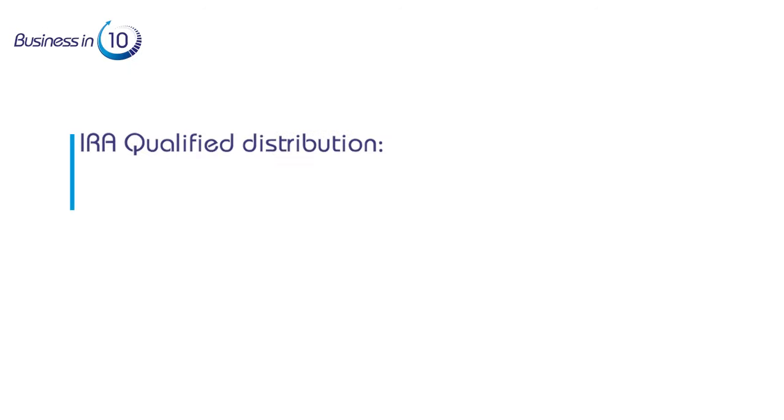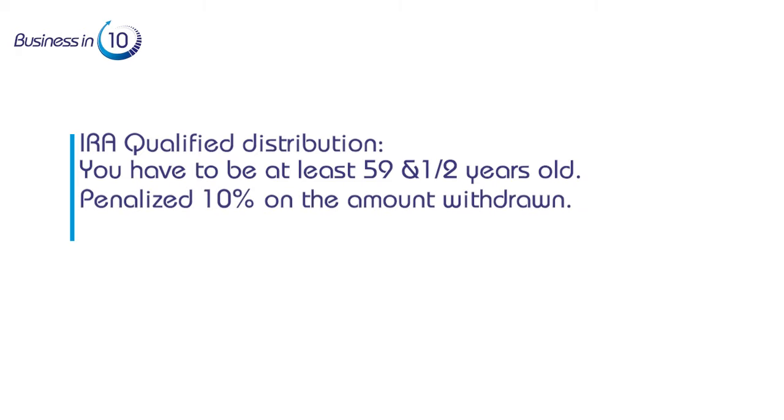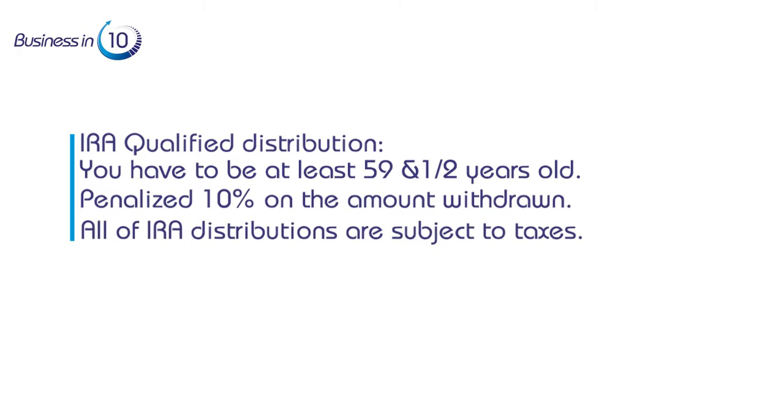Number 3, IRA and Roth IRA withdrawal conditions. IRA distributions have similar rules to 401k distributions. To qualify for taking distributions from your IRA, you have to be at least 59 and a half years old. Otherwise, you'll be penalized 10% on the amount withdrawn. And all IRA distributions are subject to taxes at your current income tax rate.